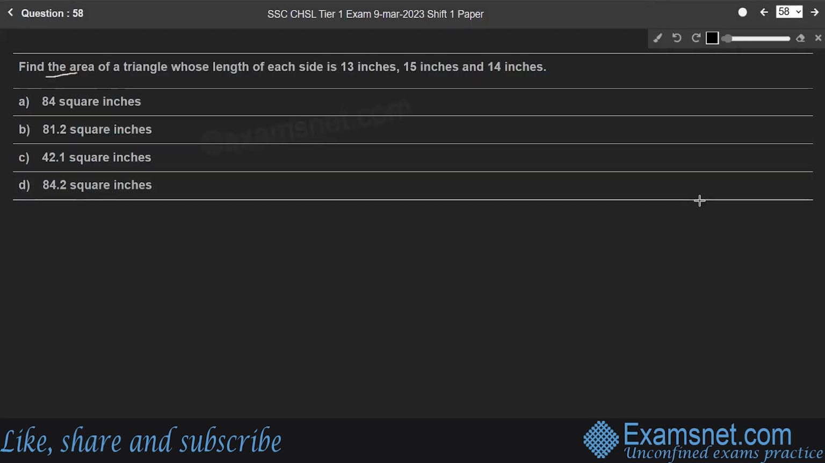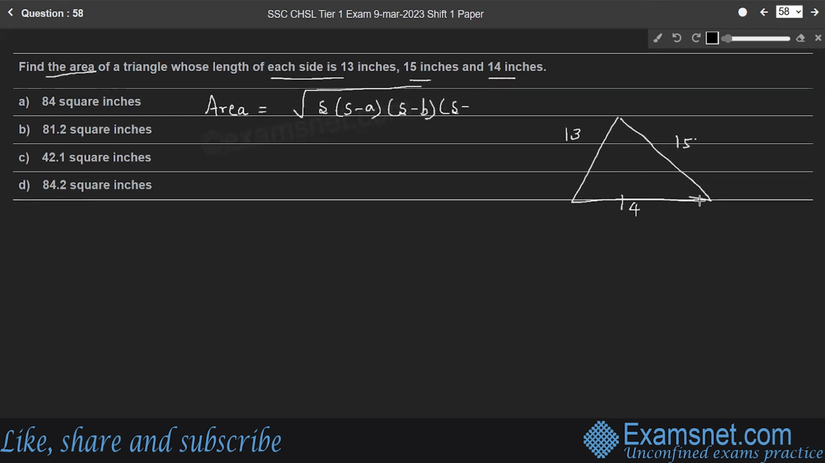Question 58. Find the area of a triangle whose length of each side is 13 inches, 15 inches, and 14 inches. Let us consider a triangle, right, whose sides are 13 inches, 14 and 15 inches, right? Here we need to find area of the triangle. When sides of a triangle are given, the area becomes square root of S into S minus A into S minus B into S minus C, where S is semi-perimeter of the triangle.